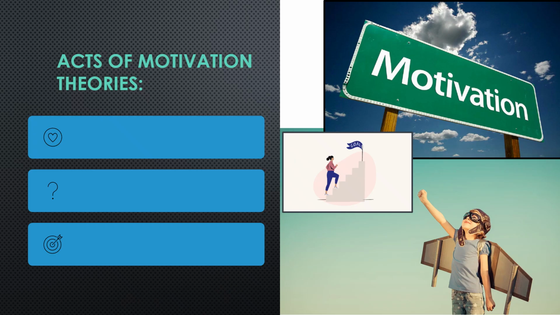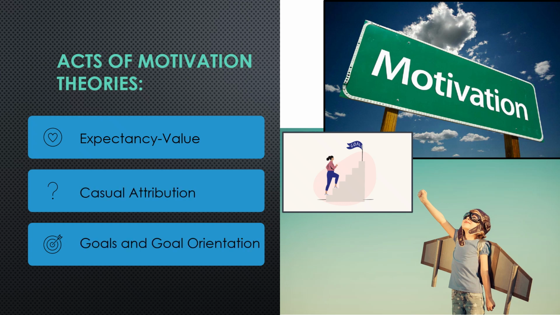There are three acts of motivation theories that researchers have agreed upon. We have expectancy value theory, causal attribution theory, and goal orientation theory. In this project, we are going to look at two of these three theories, the expectancy value and goal orientation theories. Expectancy value theory is a psychological framework that explains why people choose to do certain tasks and how much effort they put into them.